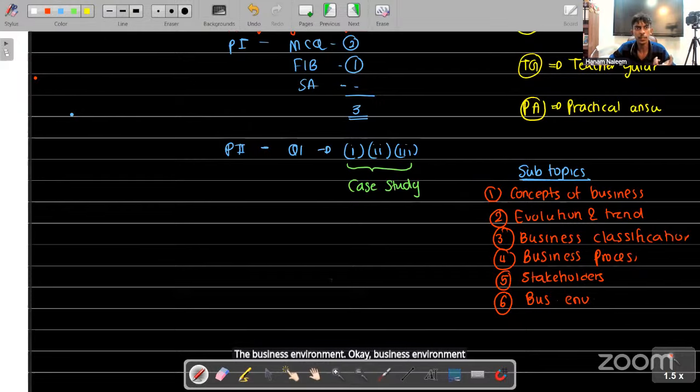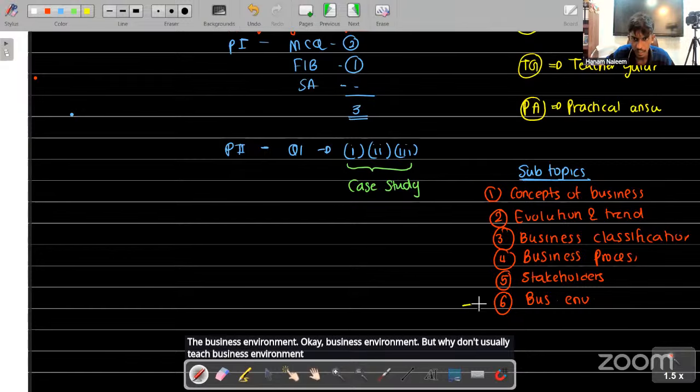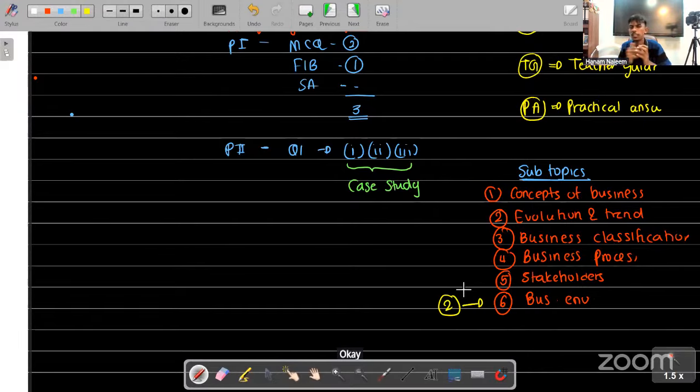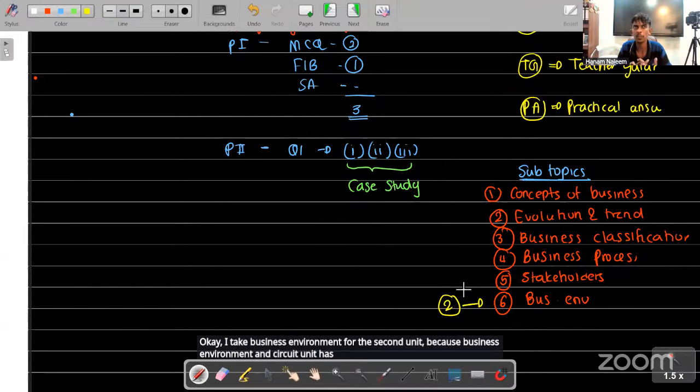But I don't usually teach business environment with the first unit. I usually go with the second unit, because business environment and the second unit have a connection, where I'll be studying about CSR, the external environment, sustainable development, like macro environmental factors. So those are mostly connected with unit number two. In your syllabus, it's unit number one. So these are the subtopics.